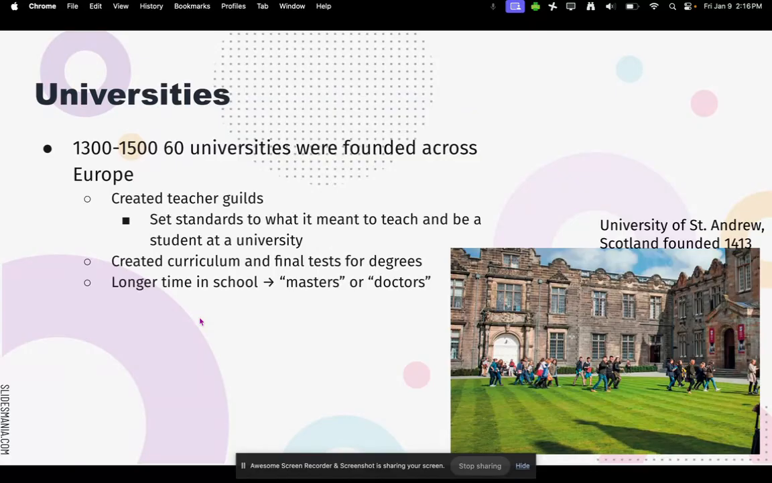They also created teacher guilds, which set standards for what it meant to teach and also to be a student at the university. So, not just anyone could attend university or get a degree from the university. There were standards also to create curriculum and final tests for degrees. And the longer someone was in school, they could get better and better degrees, kind of the equivalent to a master's degree or a doctorate degree like we have today.